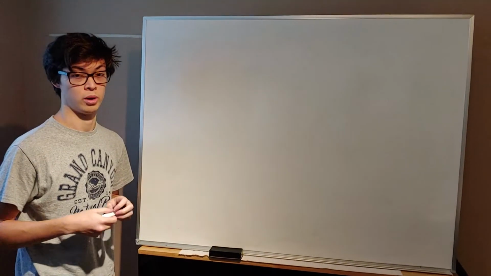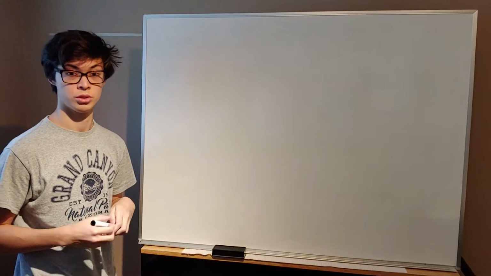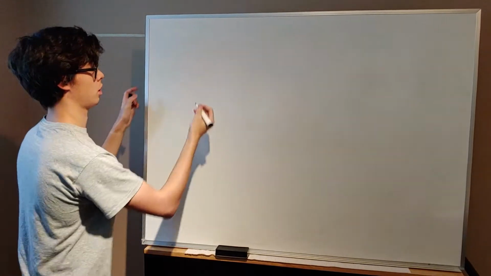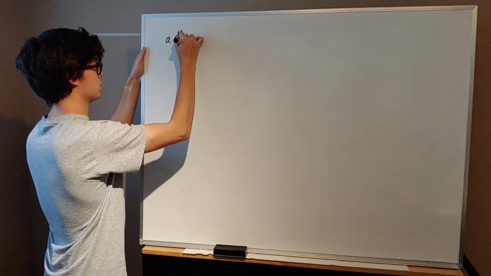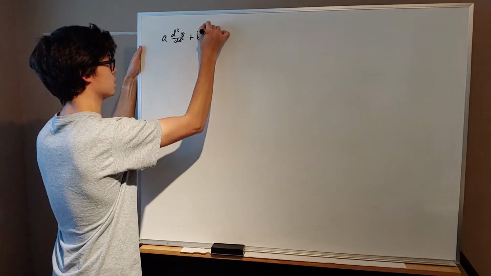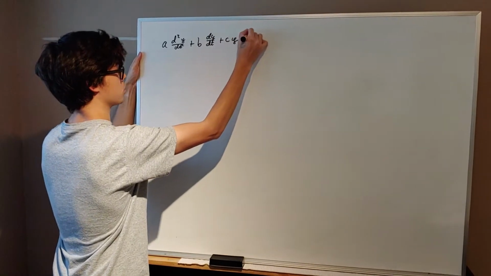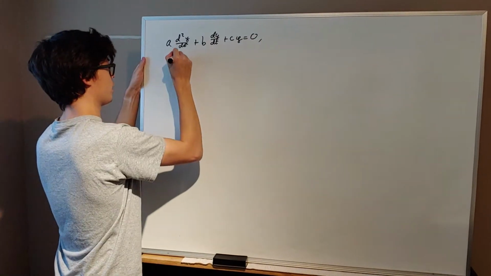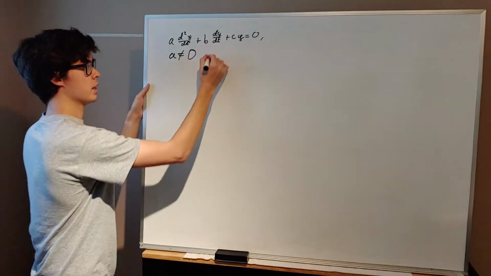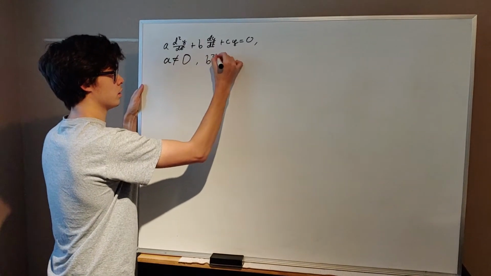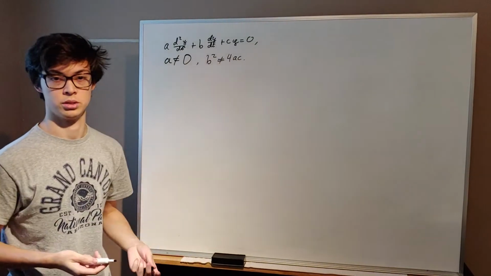Today we will be talking about homogeneous linear differential equations in the second order with constant coefficients. So this is a differential equation of the form a d squared y dt squared plus b dy dt plus cy equals 0, where a is not equal to 0, and we will also assume for simplicity that b squared is not equal to 4ac, which might clue you into what we're going to do.